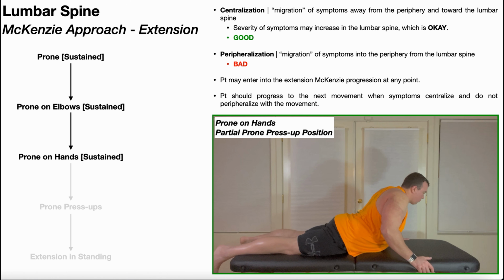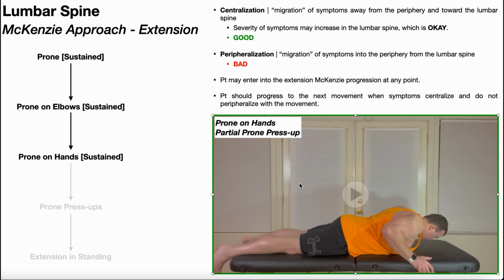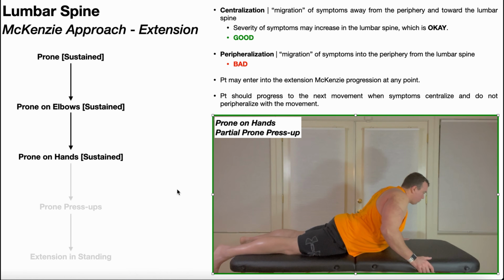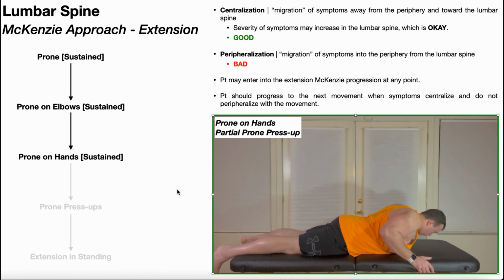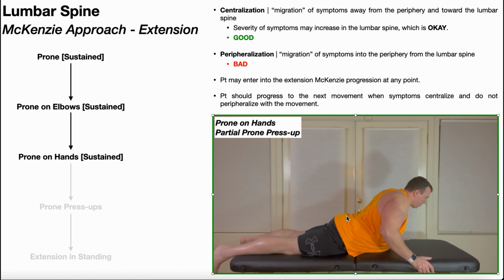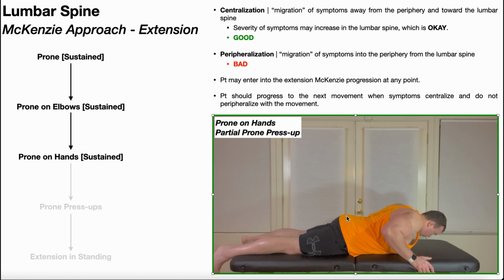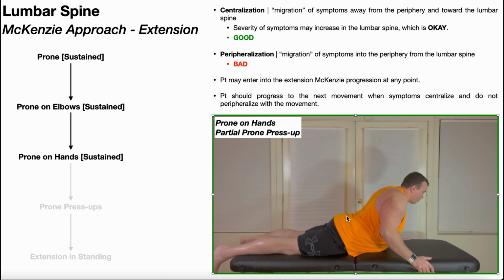Okay. Now I can certainly hold this position, or I can move through a partial prone press-up. So that will look like this. Again, notice it's partial. So I'm not extending all the way through the elbows. But again, as I do push up, I get an increase in lumbar extension. Again, just like the previous movement we saw, it is slow and controlled. We're not doing speed here.